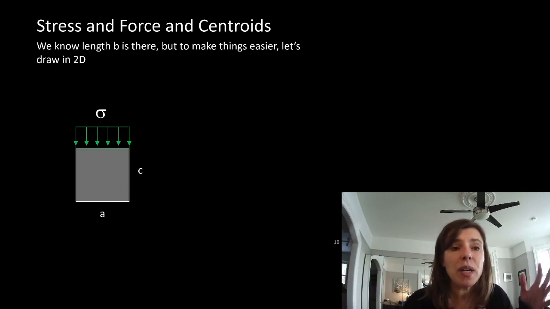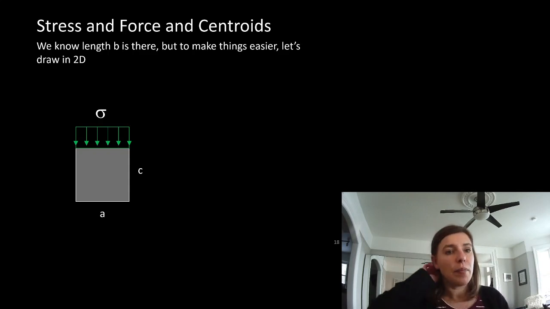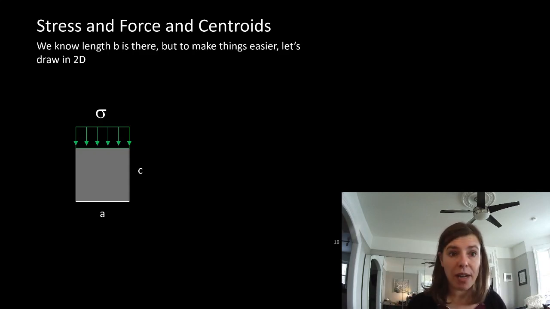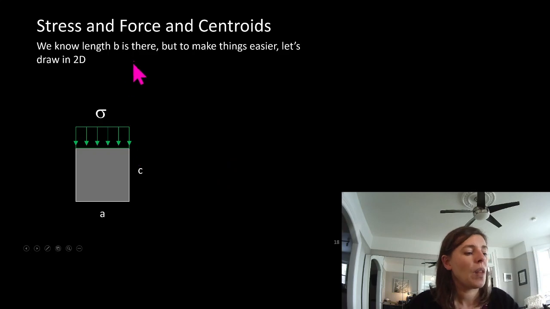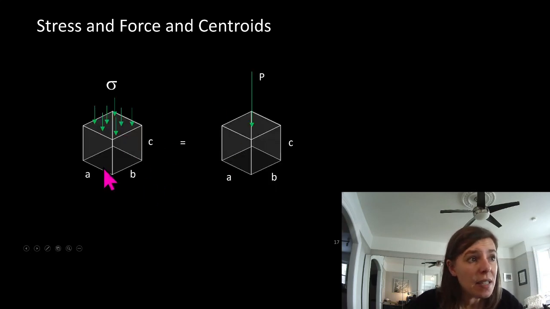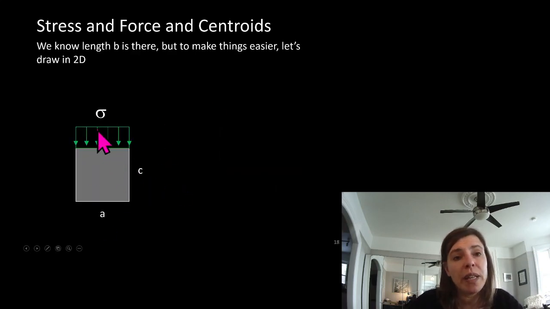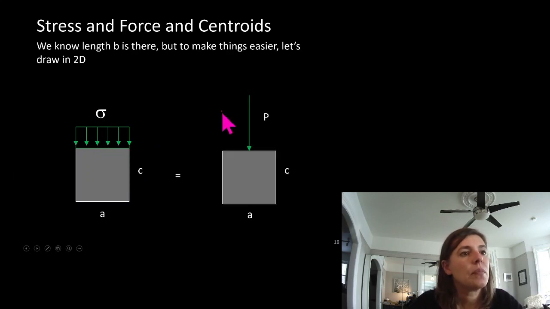And that's going to be handy because we're going to do some drawings and sections where we just have to remember that B exists. Sometimes you'll have that information about what it actually is, and sometimes you won't. So this is the same drawing as this, but only in 2D. So this is also the same drawing. We have the force P, and this stress was force divided by area, and we know still that B is there somewhere.